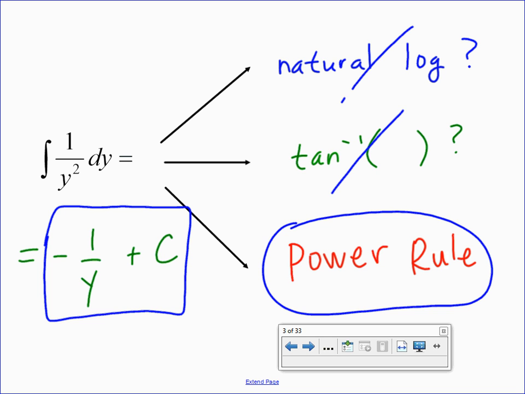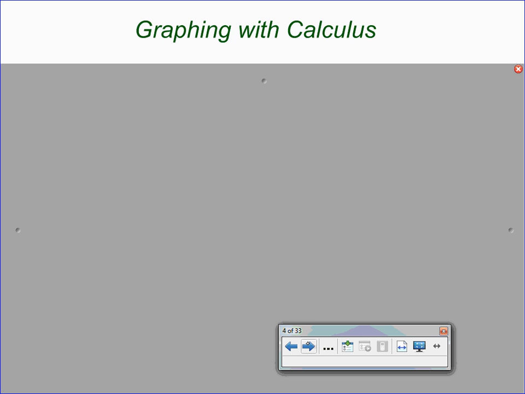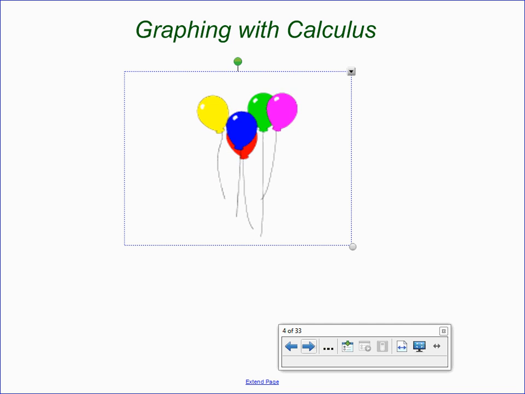for our notes. Awesome. Okay, so today we're going to graph with calculus, and we're not going to use our graphing calculators until the end to check.